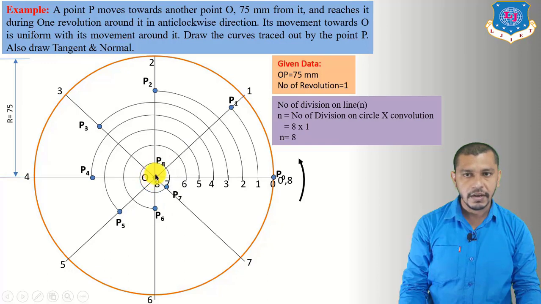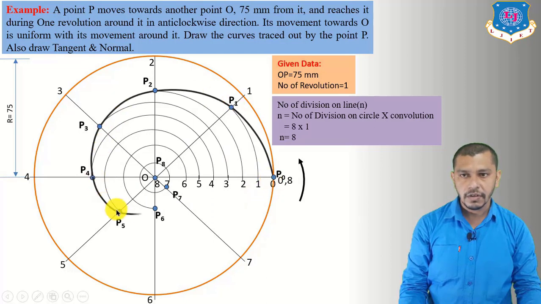The center will be at P8. Now draw the freehand curve passing through these points, which will be the Archimedean spiral in the anti-clockwise direction. Now we have to draw a normal and a tangent to the curve. So in Archimedean spiral, if you want to draw normal and tangent, first of all we have to find out a constant.